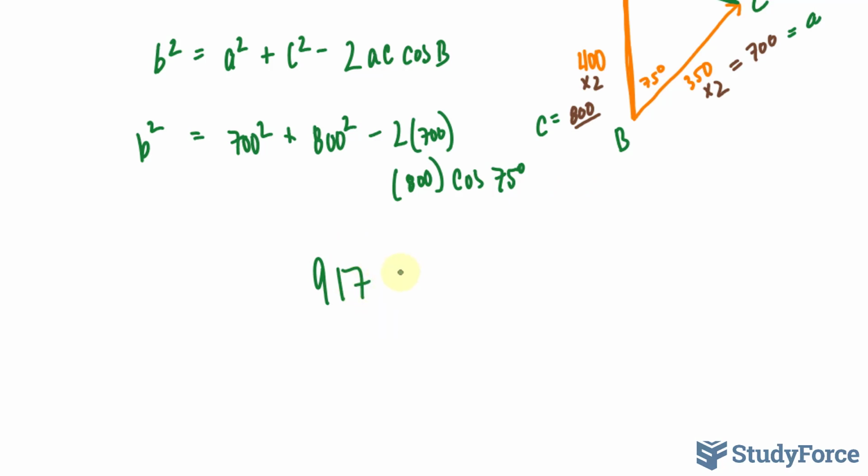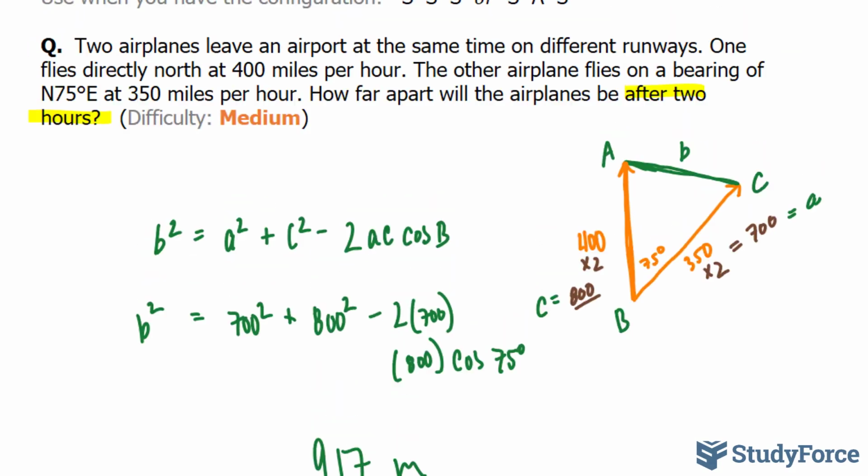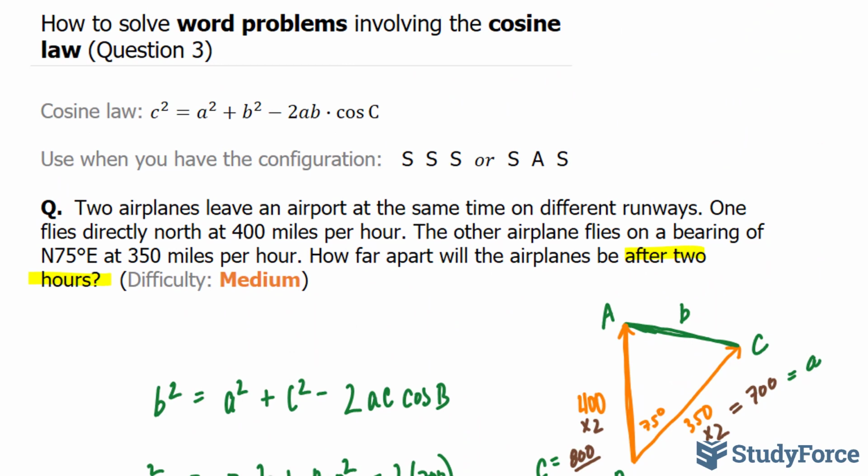So after 2 hours, the two airplanes heading in different directions are 917 miles apart. And there you have it. That is how to solve word problems involving the cosine law.